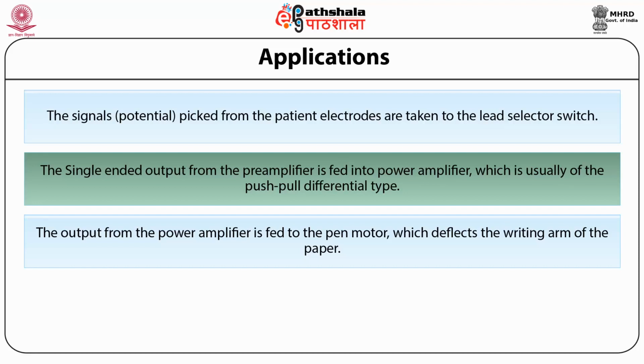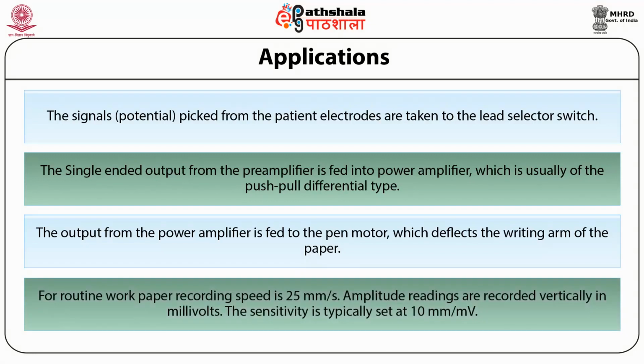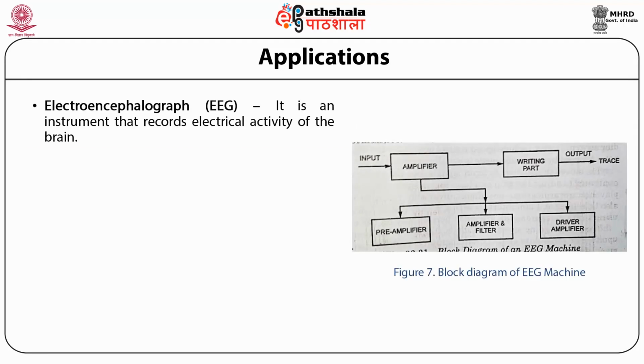Cardiograms are recorded on graph paper with horizontal and vertical lines at 1 mm interval and thicker lines at 5 mm interval. For routine work, the paper recording speed is 25 millimeters per second. Amplitude readings are recorded vertically in millivolts. The sensitivity is typically set at 10 mm per millivolt.